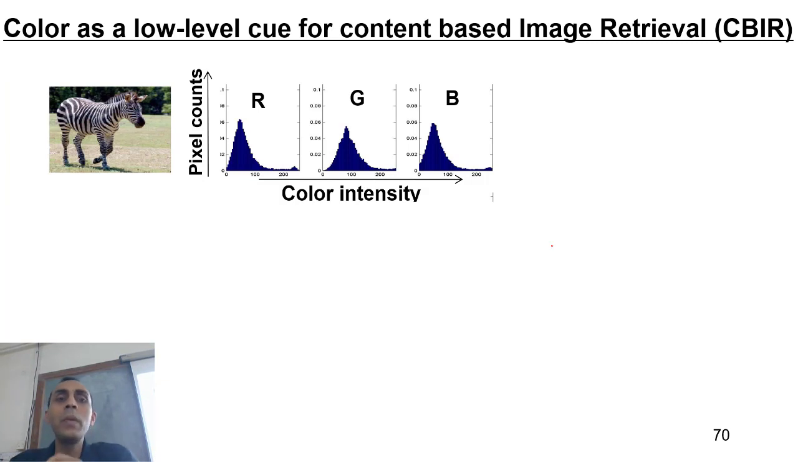We can actually do a little more advanced application of color in machine vision. We can use color information as a descriptor for an image.